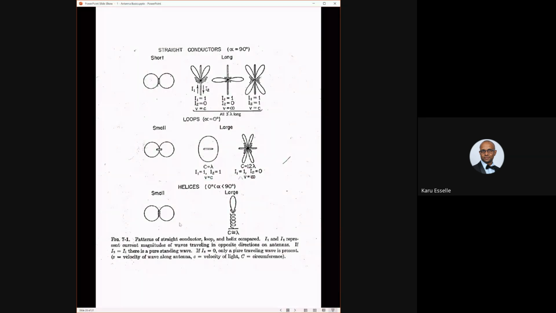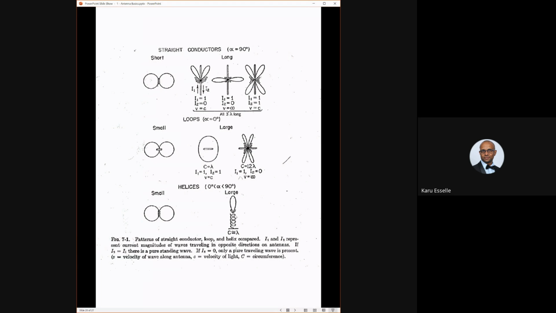So this is a summary of those straight conductors, small and large loops. And then another common antenna is called helix. You probably have seen these things, right? It has a helical conductor and usually a ground plane, and it's connected to a transmission line here. For example, if you're using a coaxial transmission line, the inner conductor of the transmission line is connected to this helix, and the outer conductor is connected to a small ground plane.